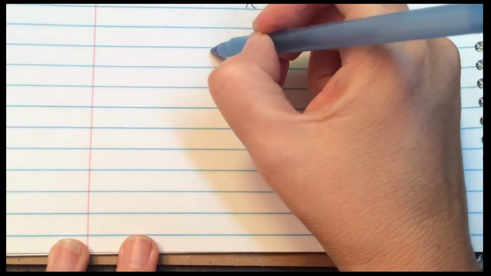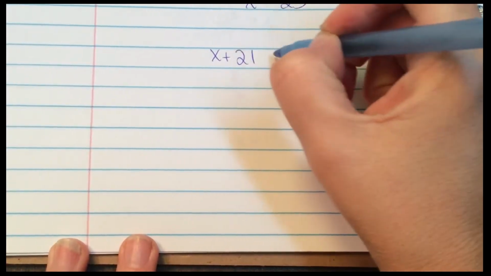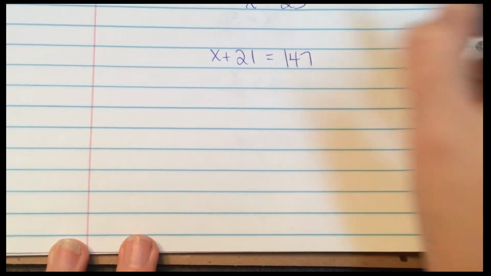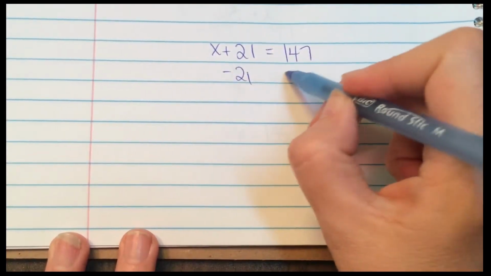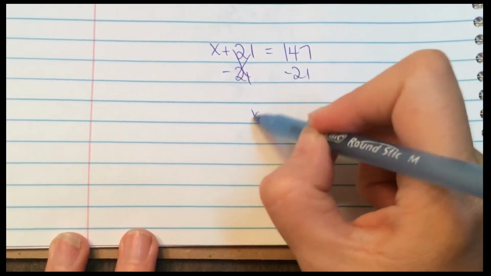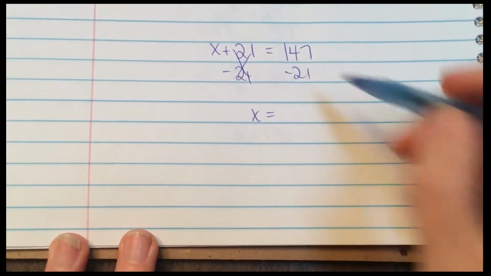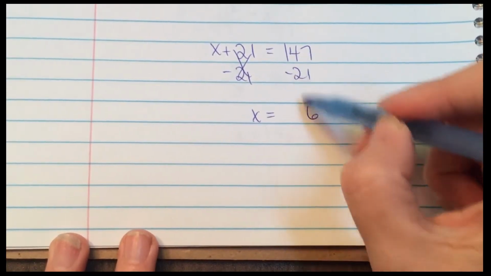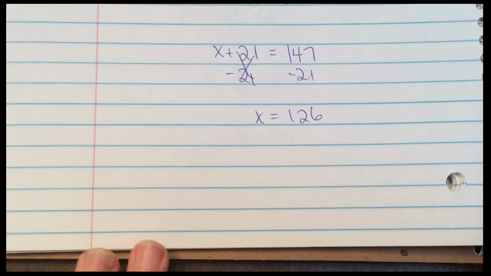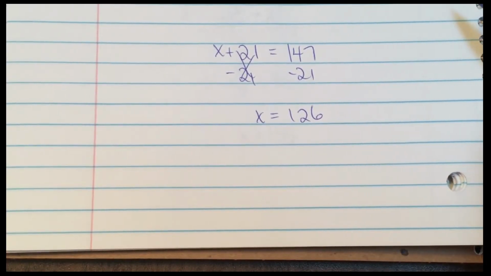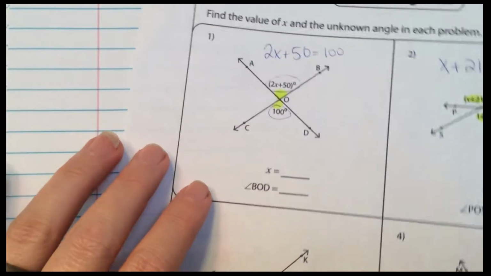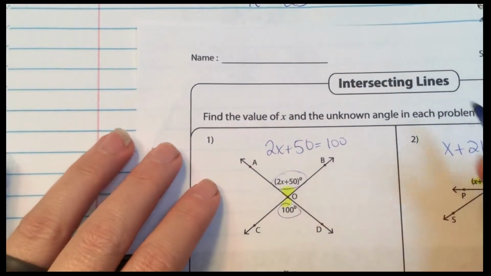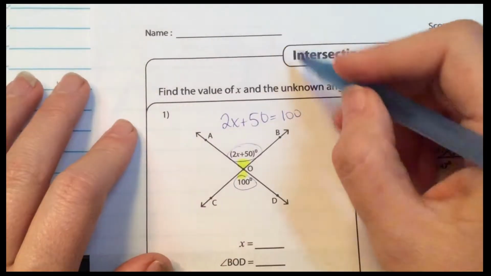So it was x plus 21 equals 147. I subtract 21 from both sides. And 7 minus 1 is 6, 4 minus 2 is 2, and then 1. So x is 126. Oh, wait, we're not done yet. Let's go back over here. So x is 25. That's what we figured out.